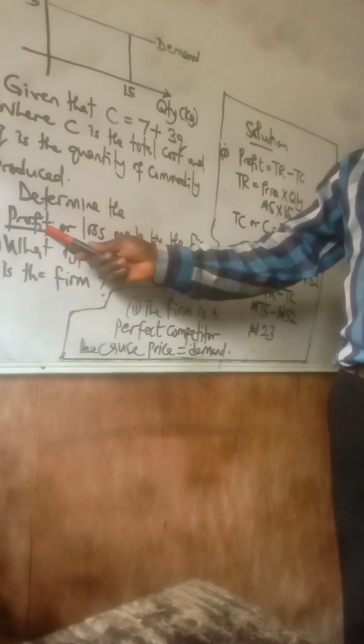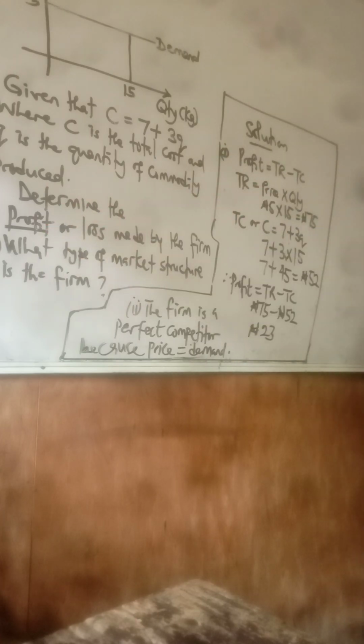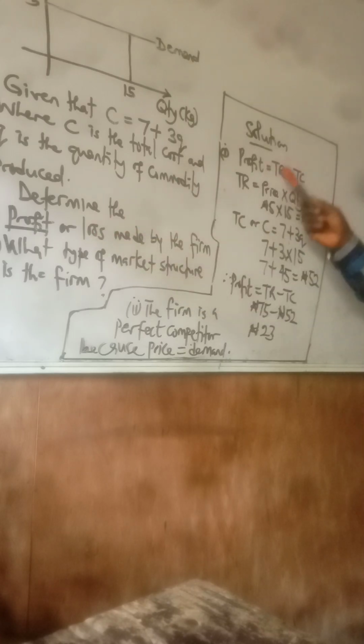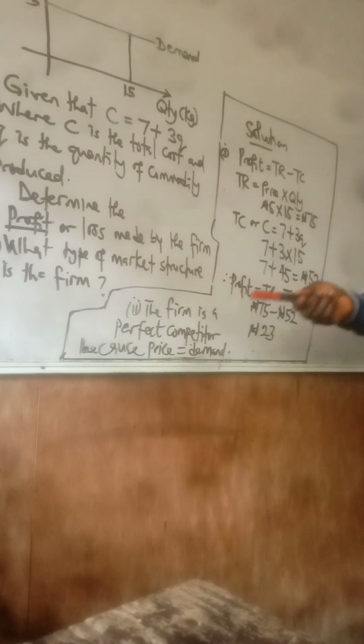Once you have to determine the profit, the formula for profit is total revenue minus total cost. If it happens to be loss, it's going to be total cost minus total revenue. But in this case, we first assume that it's a profit. So total revenue minus total cost.